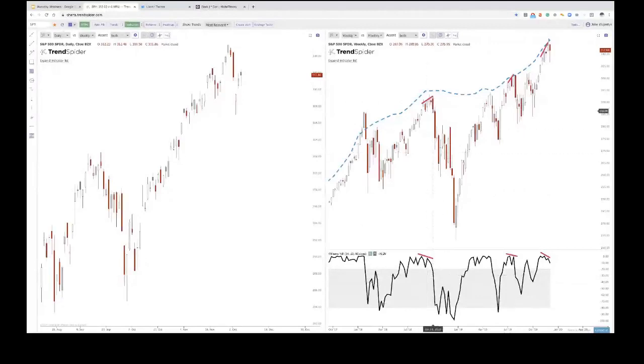This was a little bit of an exaggerated example here just because this was one of the bigger moves down we've had in quite some time. But even here, we did have a nice slight pullback.